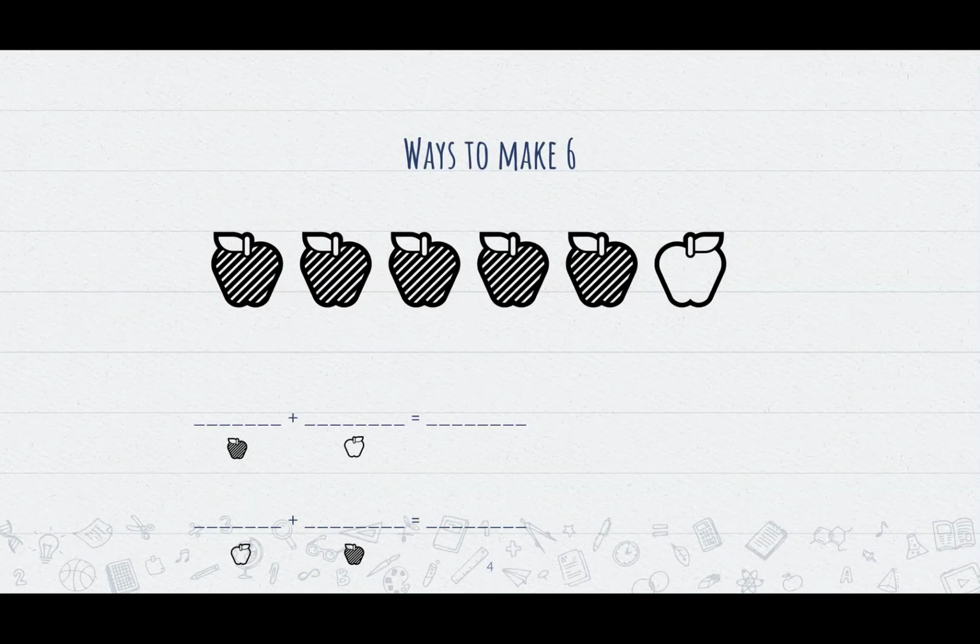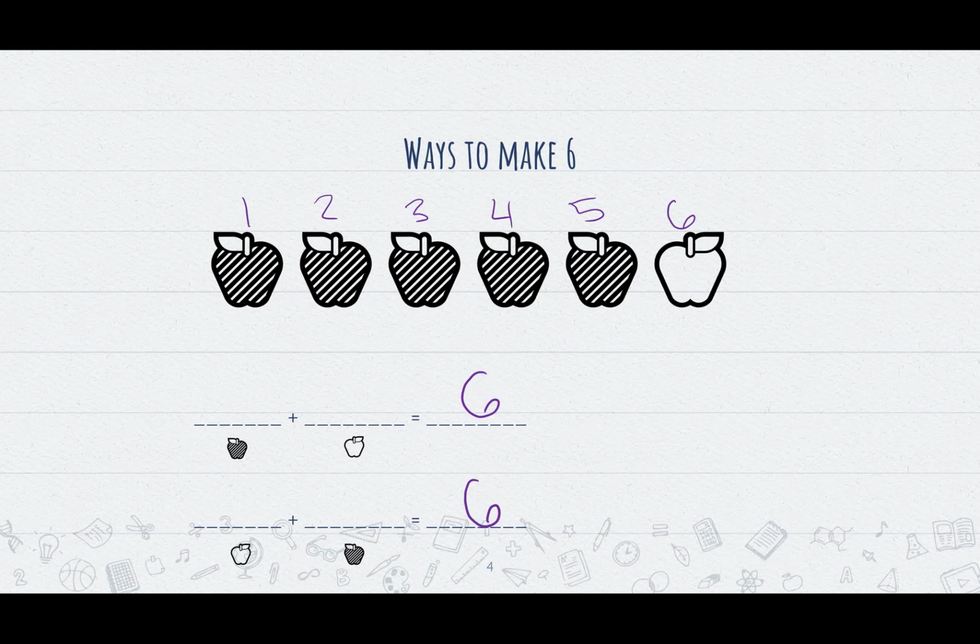So let's look at the next way that we can make 6. So this time I have some striped and some plain apples. So I'm going to count how many apples I have all together. 1, 2, 3, 4, 5, 6. So I have 6 apples all together. So I know that both of my addition sentences are going to have 6 in them. But we're going to look at how many striped apples I have and how many plain apples I have.